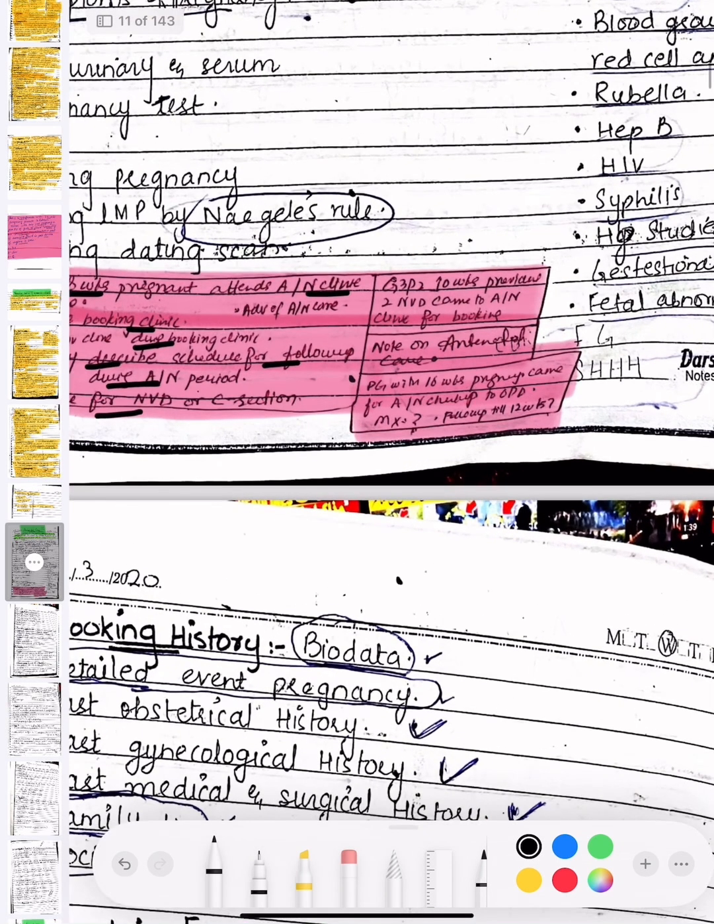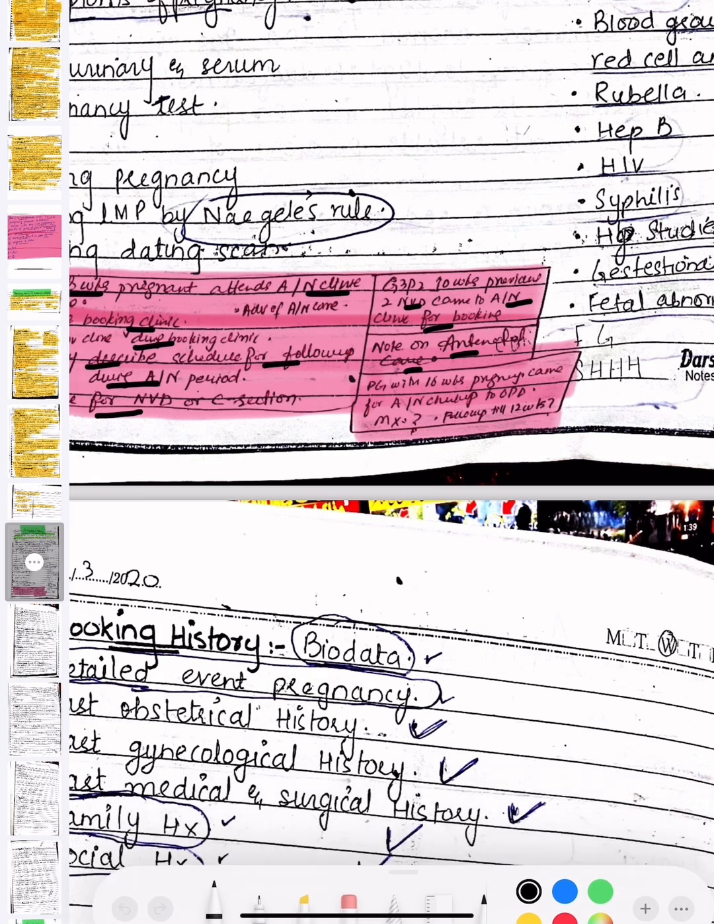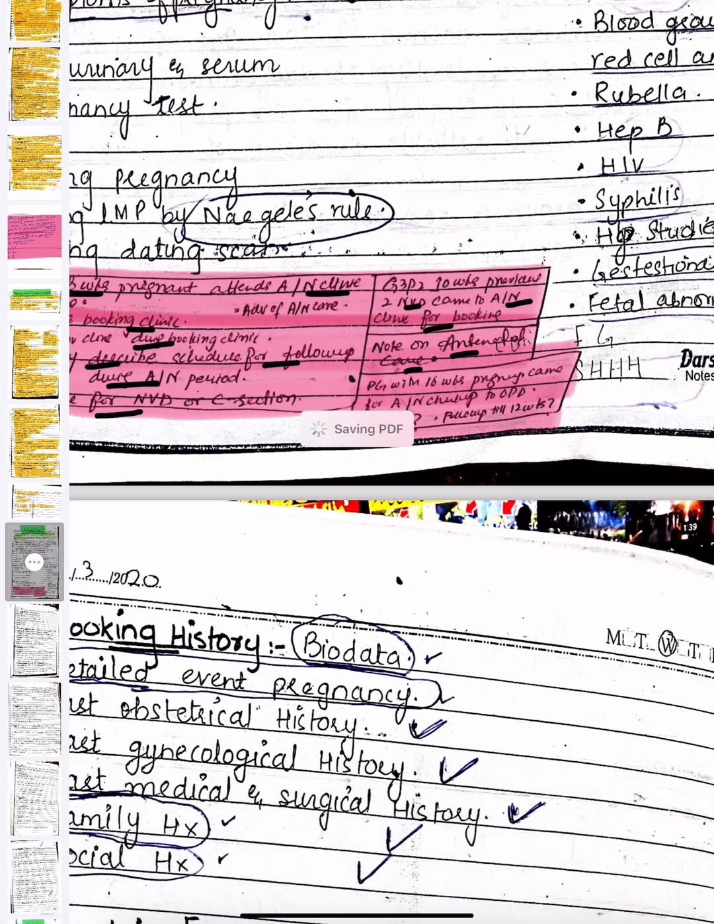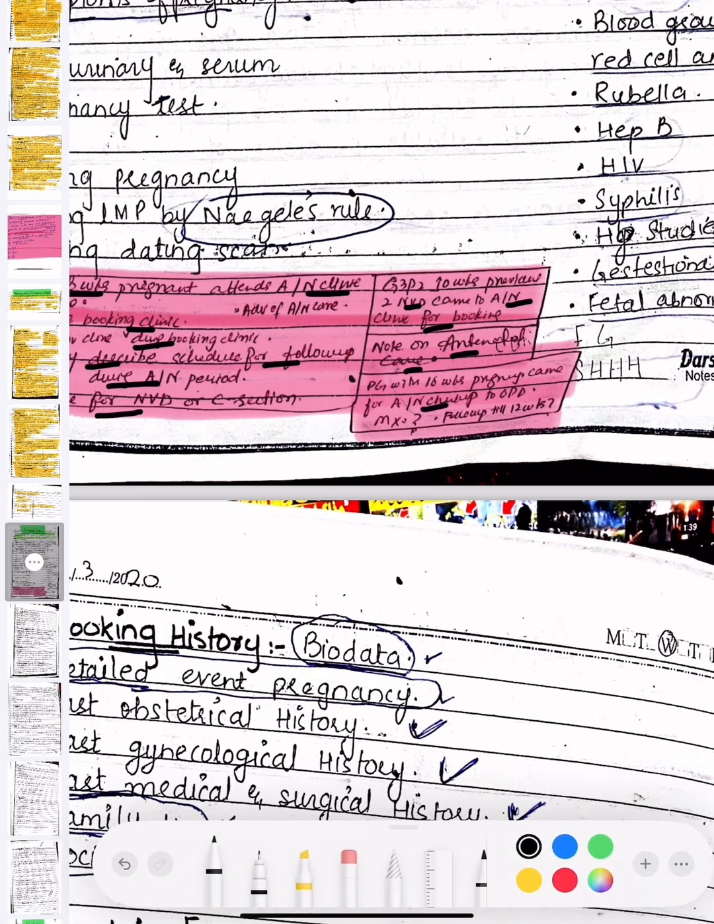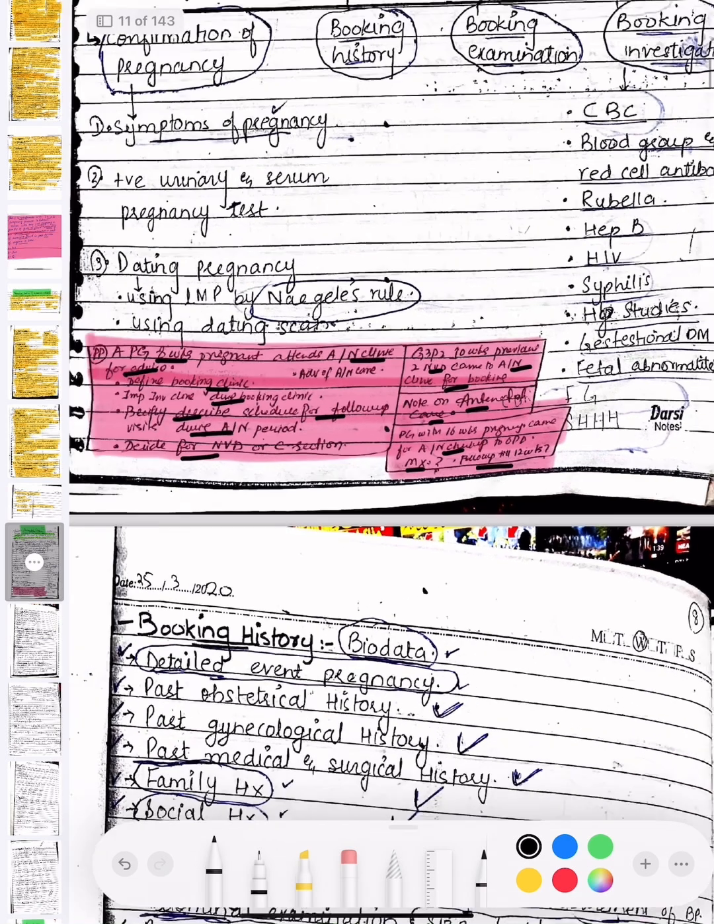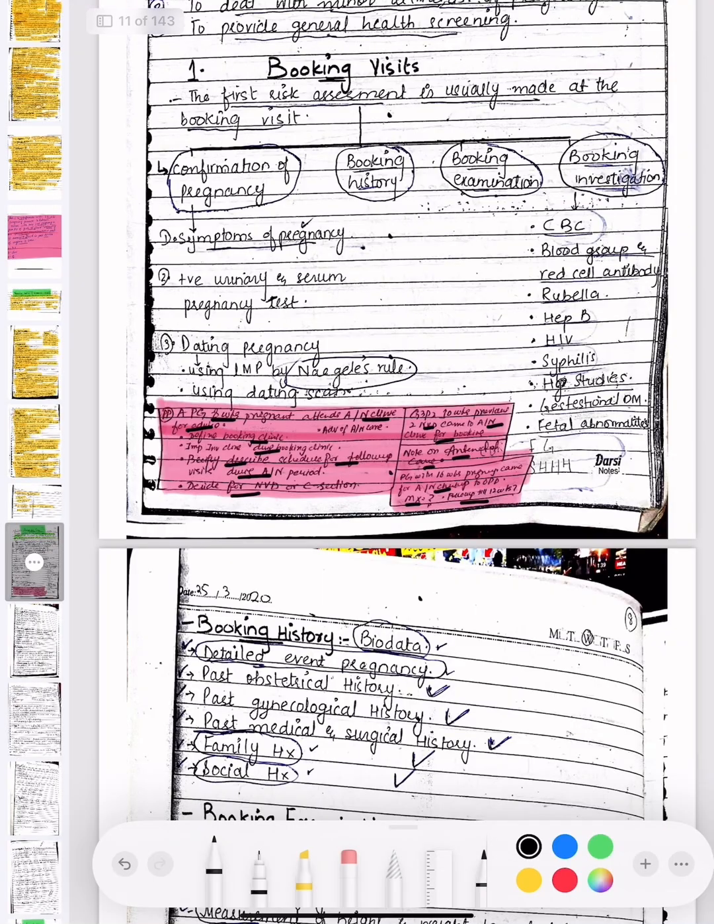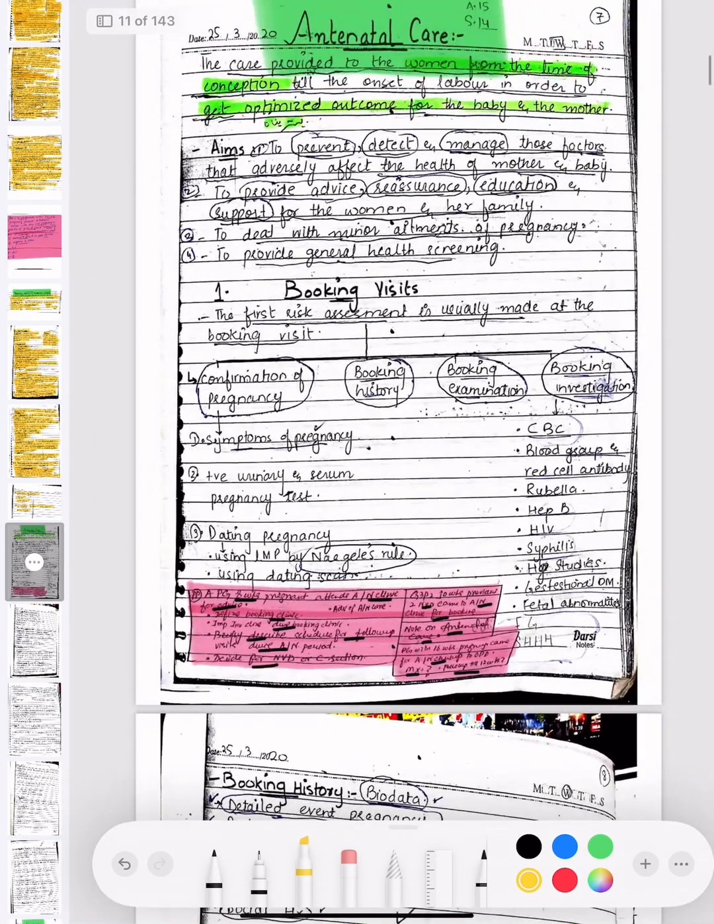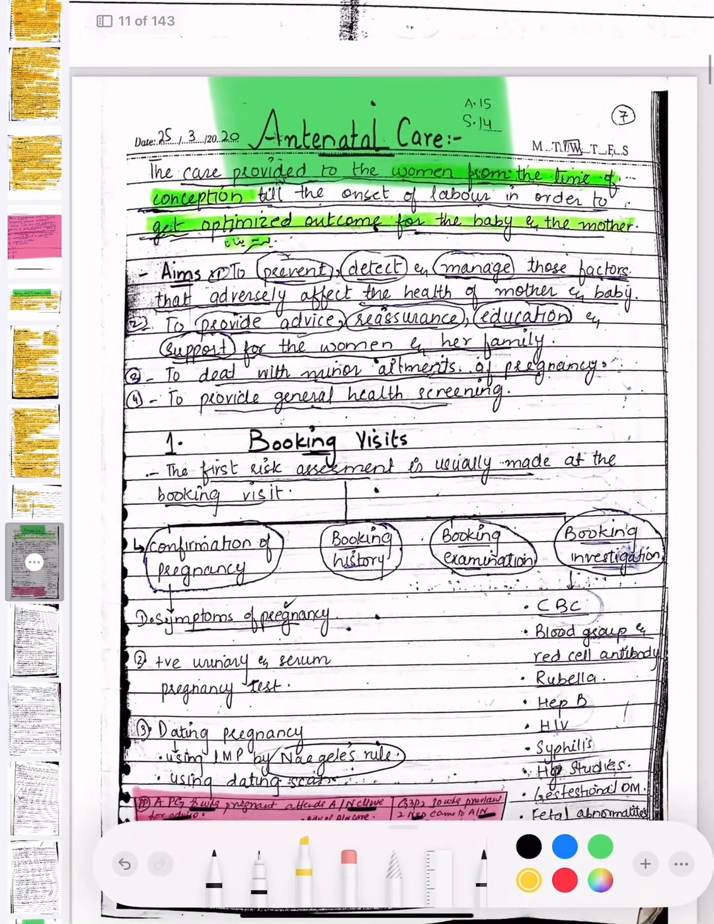What are the causes? Another scenario is a G3P2 at 10 weeks, with two previous NVDs, who came to the antenatal clinic for booking. So write a note on antenatal care. Another scenario is a PG with 16 weeks pregnancy who came for an antenatal checkup to OPD. What are the management options and what is the follow-up till 12 weeks? So for these questions, we will study this topic in detail.